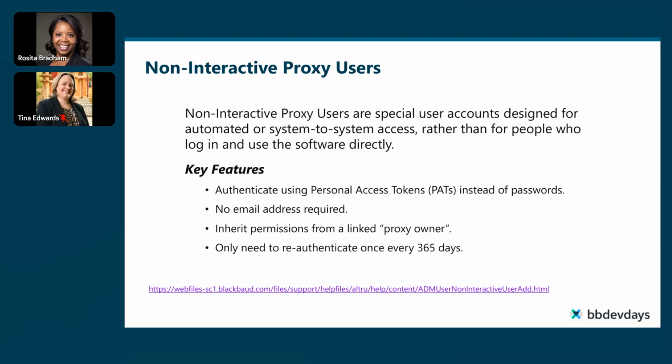Now with these, they are authenticated using a personal access token instead of passwords. There's no email required, so that's nice. You don't have to create dummy emails for different accounts. Now you can just use the OData links with the proxy users. How you build those, they will inherit the linked person that you created the proxy user on. So for instance, when we get into the demo part, when I get into the system, I'll show you where this is as well.